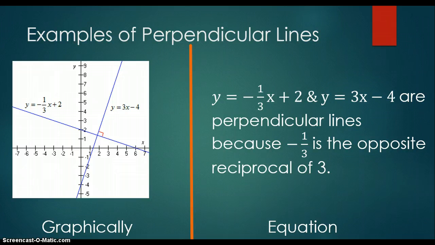Examples of perpendicular lines. Well, graphically, we have these two lines that create a right angle. The first line is y equals negative 1/3 x plus 2, and the second line is y equals 3x minus 4. And they are perpendicular lines because negative 1/3 is the opposite reciprocal of 3. We can see it graphically, and we can see it in the equation.